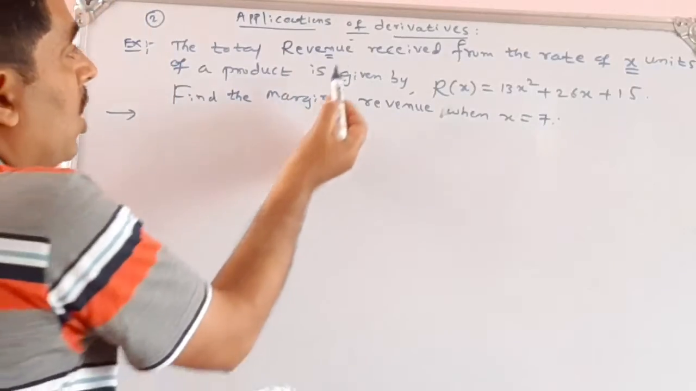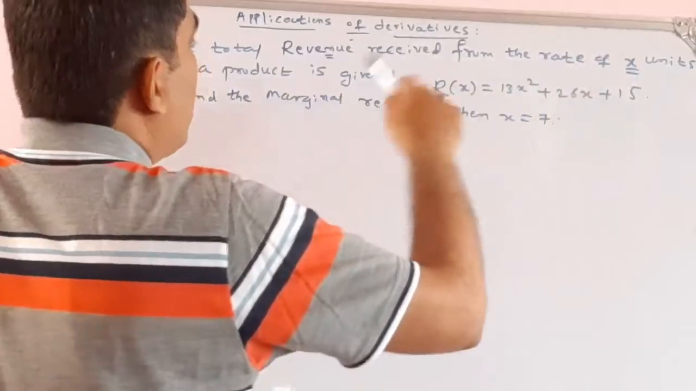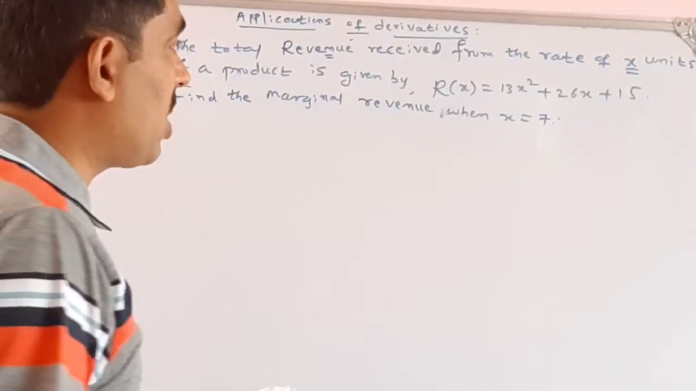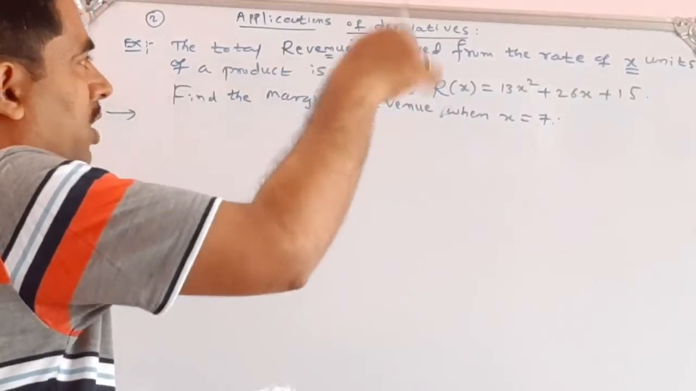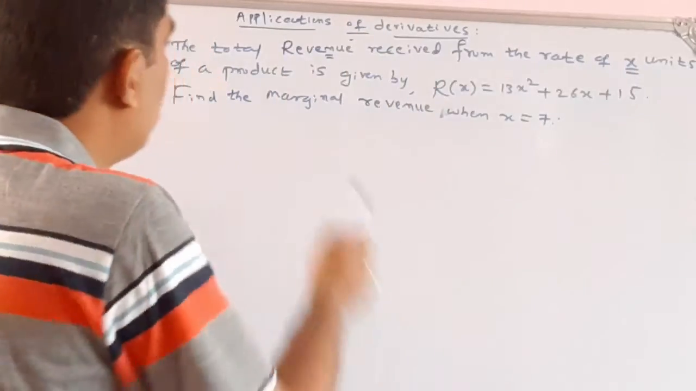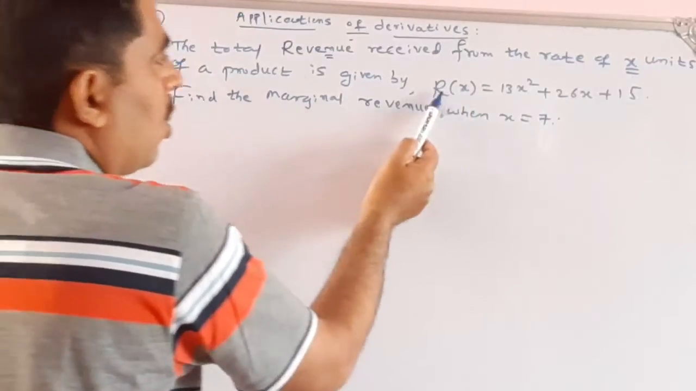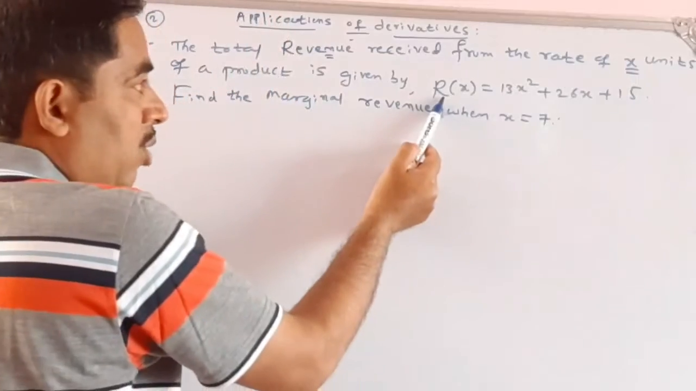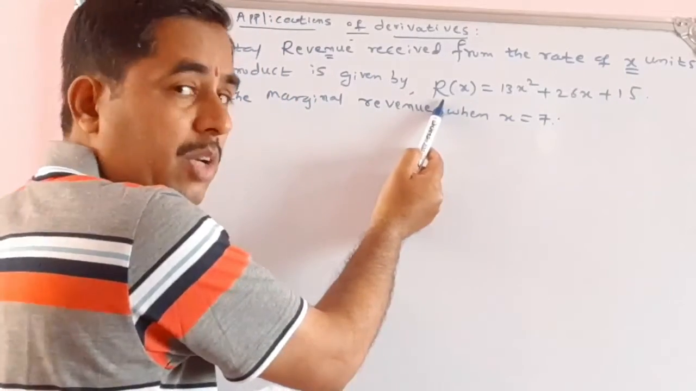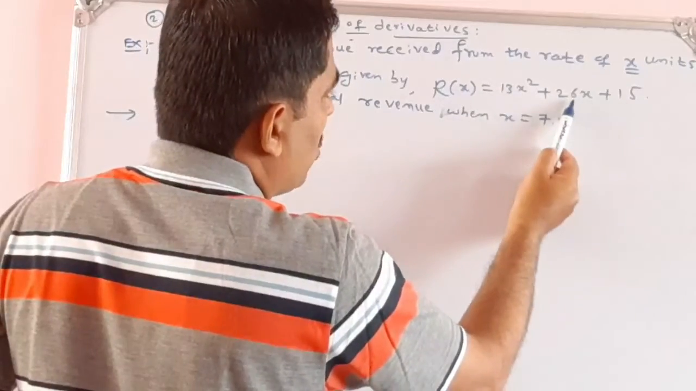See, observe here, total revenue received. X units of a product is sold, and from that product a certain amount of revenue is received. So how much revenue is received is given. It is a function of x, revenue. That's why R is given, R of x. So revenue R of x is equal to, on the right hand side, 13x square plus 26x plus 15.